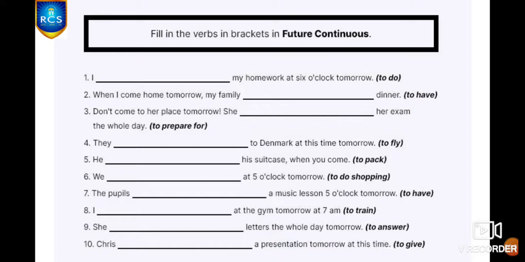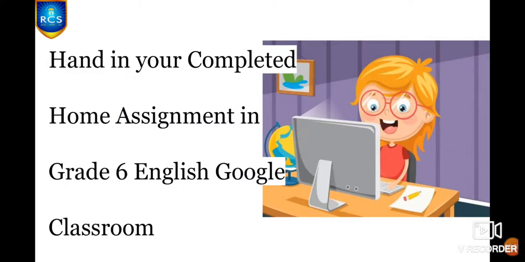And next, fill in the verbs in brackets in future continuous. For example, I dash my homework at 6 o'clock tomorrow. That is to do. We are going to do the homework in future. So what do we have to write here? I will be doing my homework at 6 o'clock tomorrow. Okay, based on the verbs given in the brackets, you have to complete it using the future continuous form. Clear? And after completing the class activity and home assignment, hand in your work in grade 6 English Google Classroom.